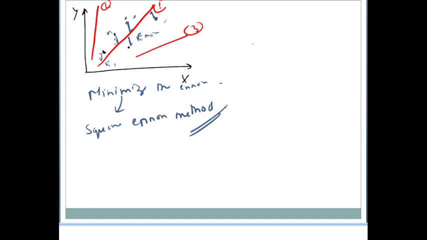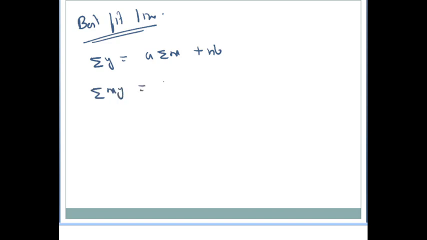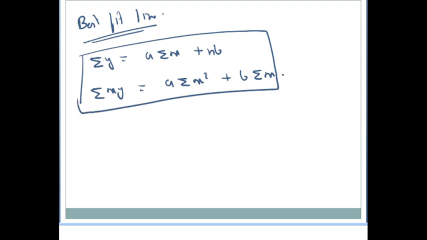Now in case of the regression method, we will have to find the best fit line. There are two formulas for the best fit line. The first one is summation of y is equal to a summation of x plus nb, where n is the number of periods, and the other formula is summation of xy is equal to a summation of x square plus b summation of x. These are the two most important formulas in order to find the best fit line.